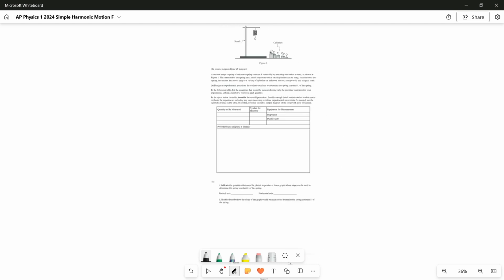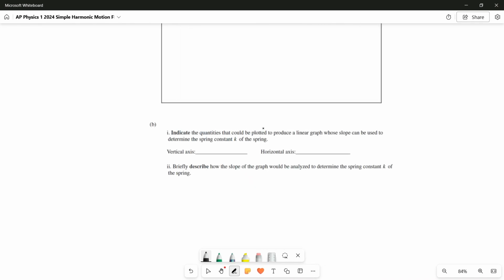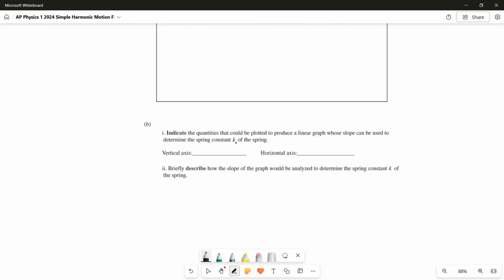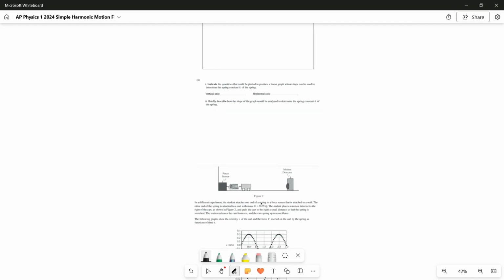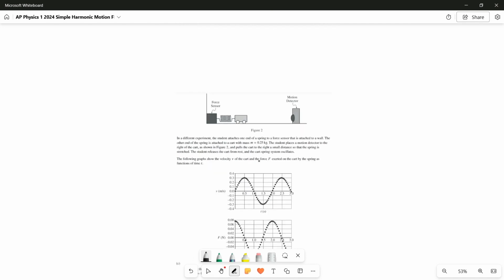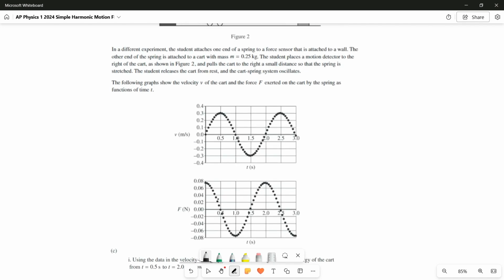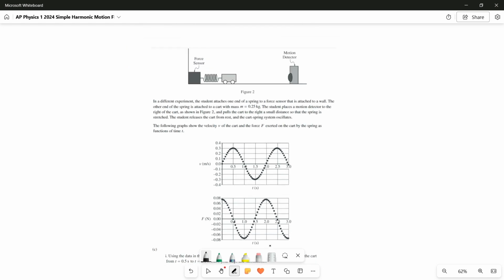So if we look down, we notice that it's asking us to find the spring constant K of a spring. Well, that probably means that we're going to deal with simple harmonic motion, because springs are usually associated with that. And if we go down even further, we realize that we have a sinusoidal graph, and the force is changing with respect to time, and the velocity is also changing with respect to time. So, as a result, this is probably a simple harmonic motion problem.